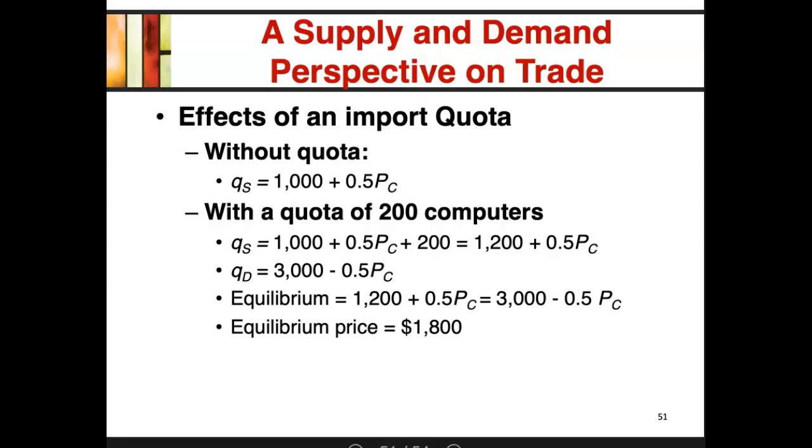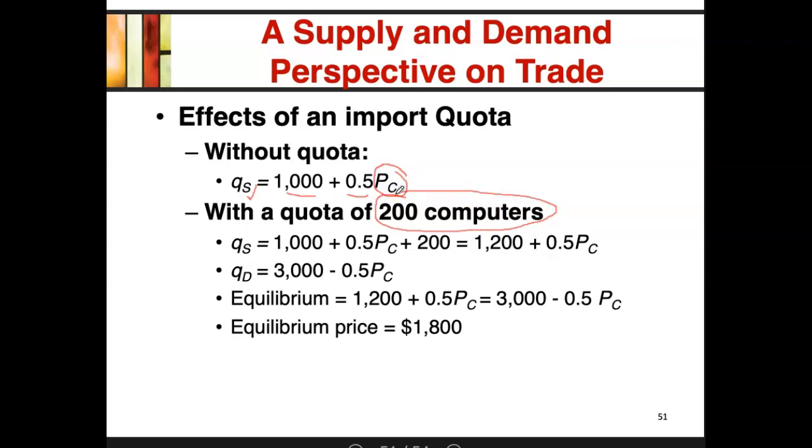The next thing we'll look at is the effects of an import quota. So we still have our simple equation: quantity supplied equals 1,000 plus 0.5 times PC, which is the price of a computer. And suppose the government comes in and says there should be an import of only 200 computers. So there's a quota, you limit the amount of imports to only 200 computers.